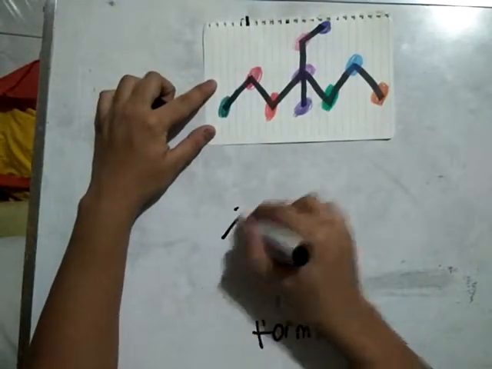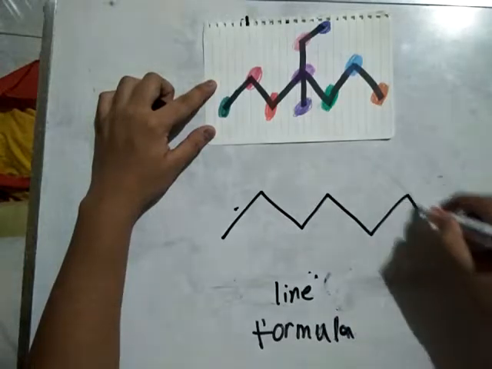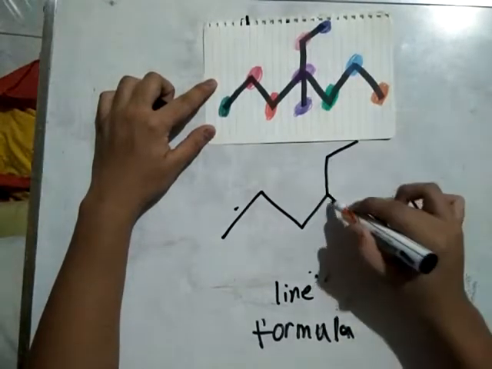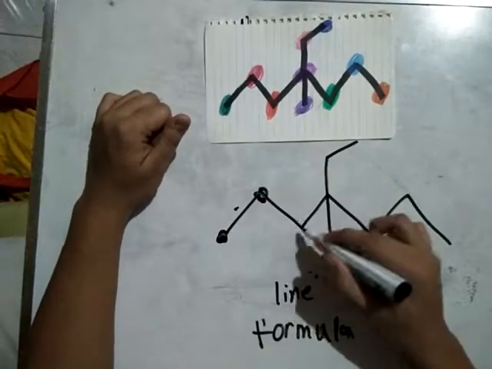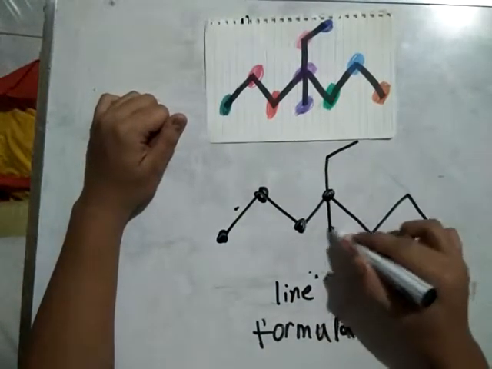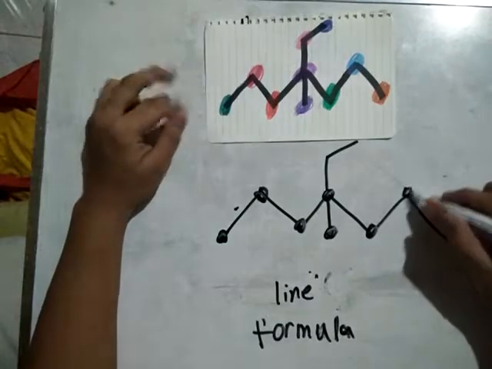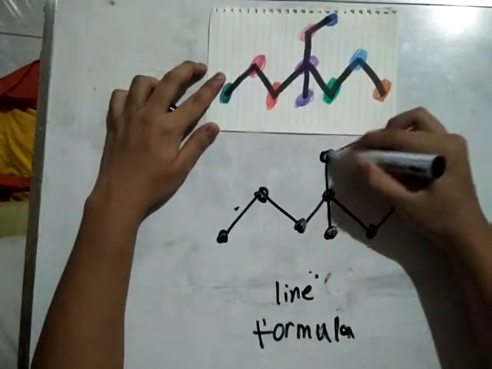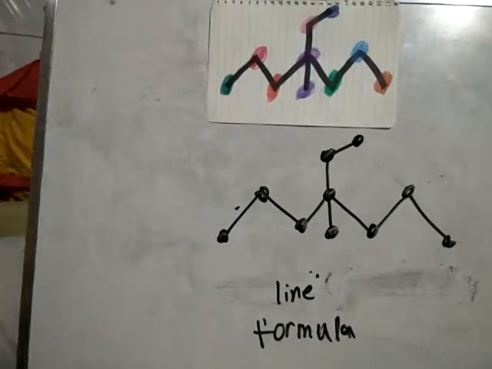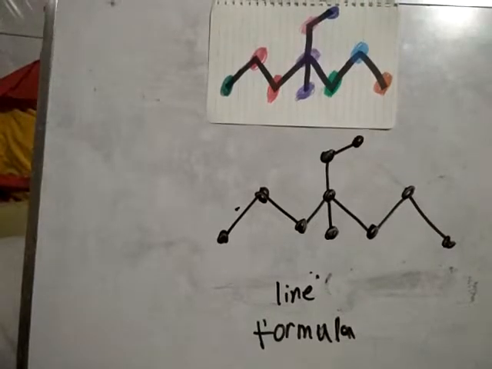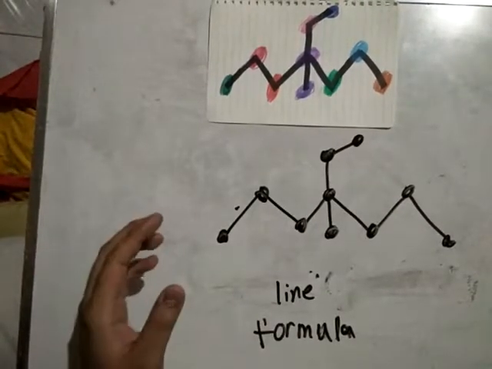So this one is a carbon, this one is a carbon, this one is a carbon, this one is a carbon, this one is a carbon, and this one is a carbon. Now, in the line structural formula, all the intersections or all the points are carbon, and it's assumed that all the hydrogens needed to fill up the carbon are present there.